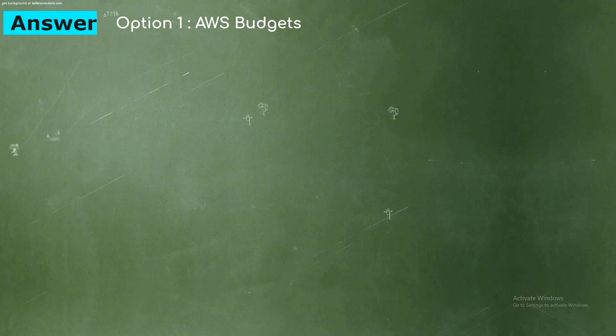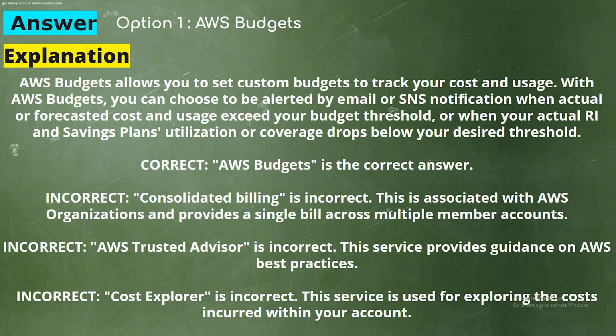AWS Budgets. Explanation. AWS Budgets allows you to set custom budgets to track your cost and usage. With AWS Budgets, you can choose to be alerted by email or SMS notification when actual or forecasted cost and usage exceed your budget threshold, or when your actual and Savings Plans utilization or coverage drops below your desired threshold. Correct. AWS Budgets is the correct answer.